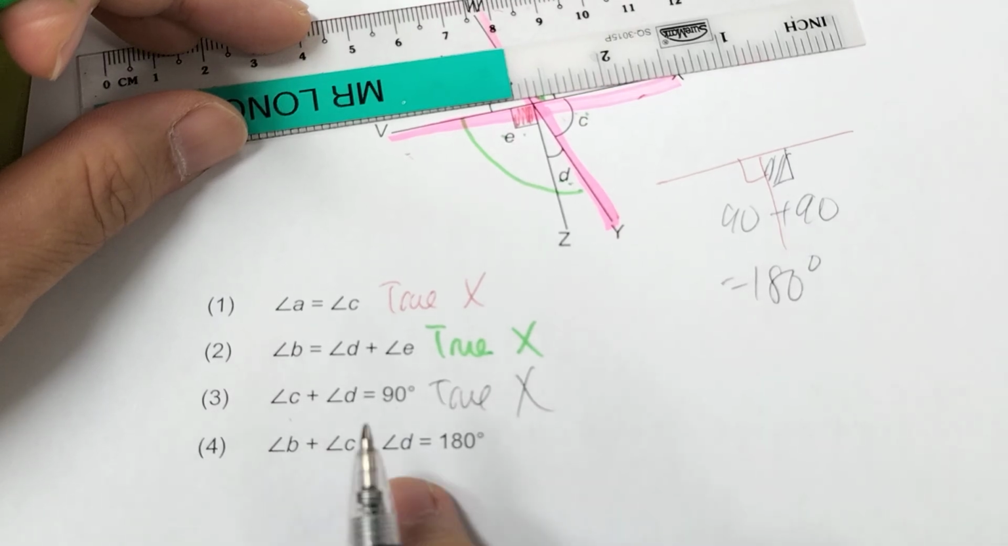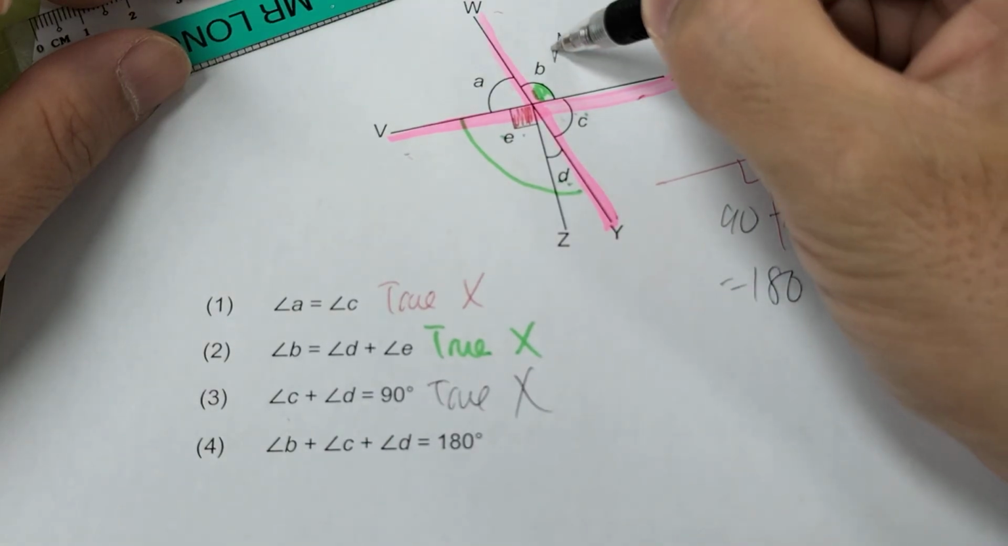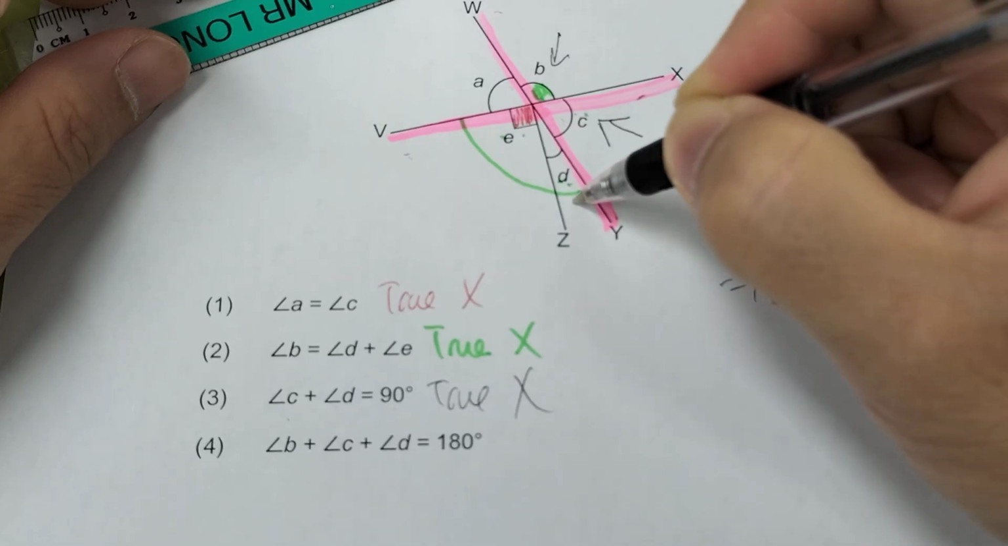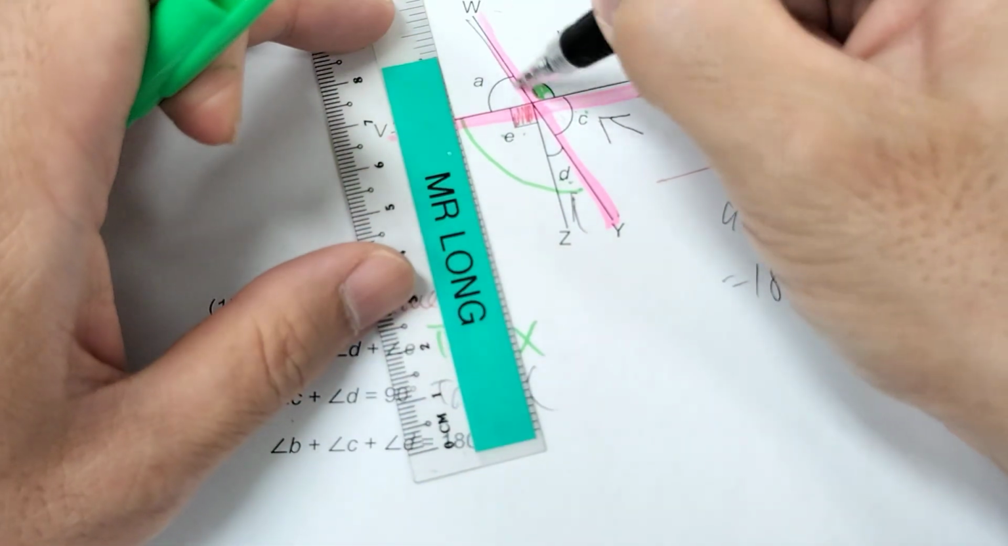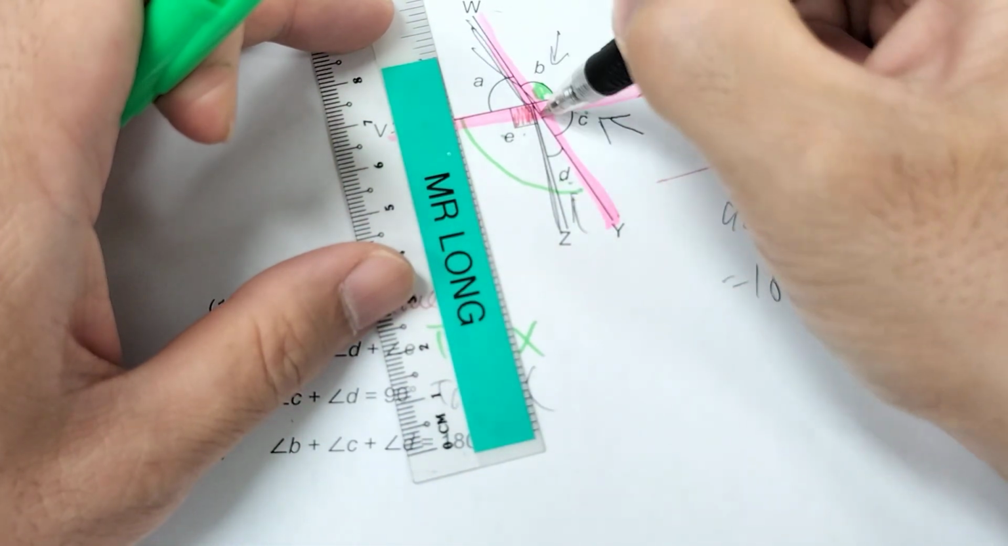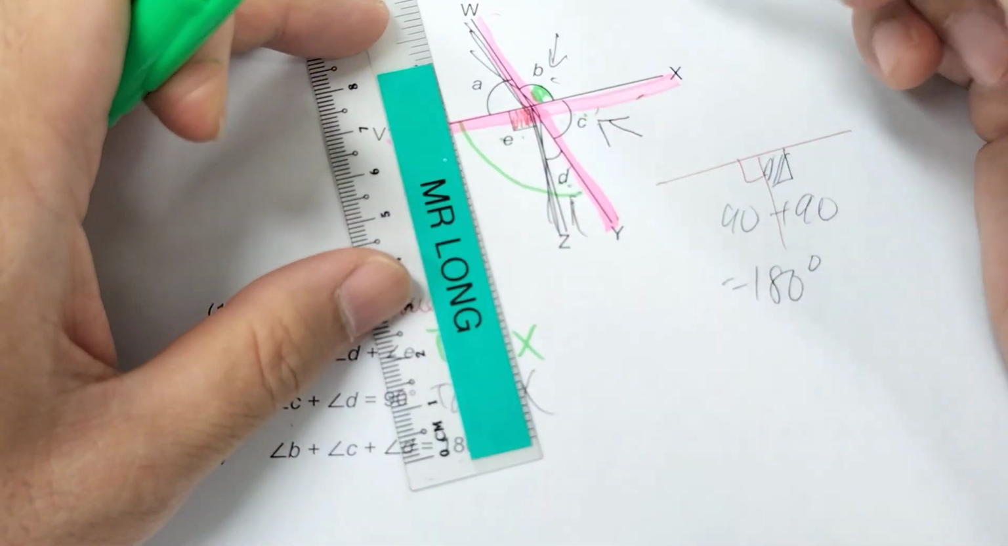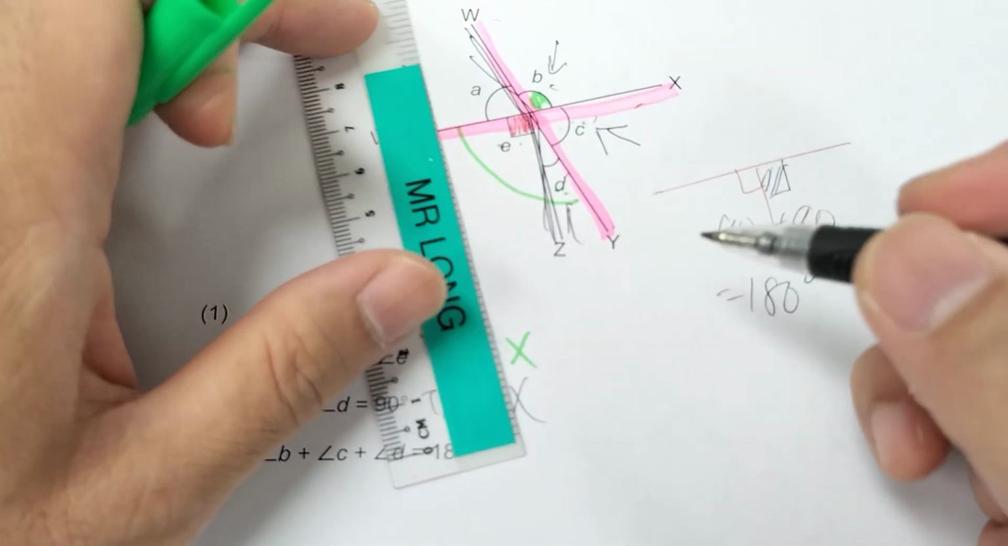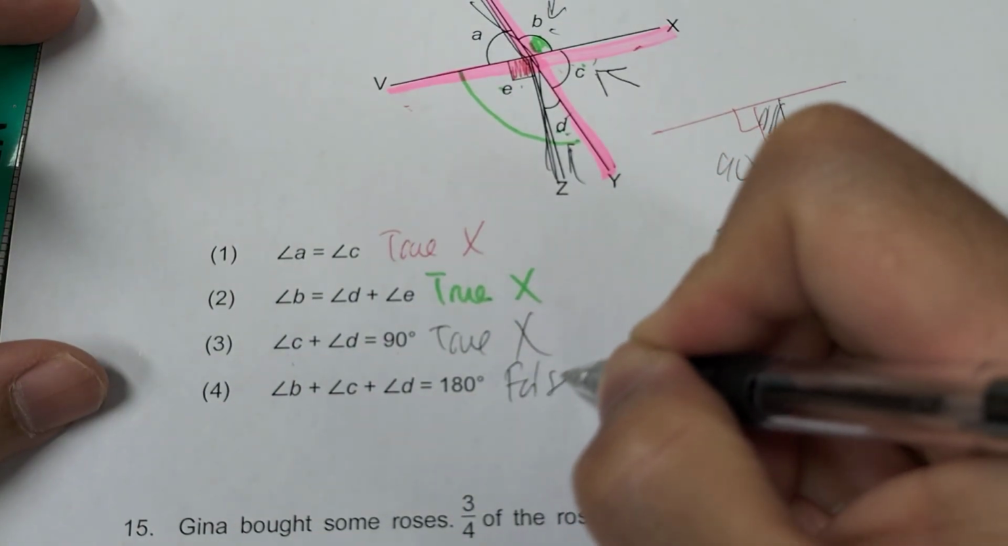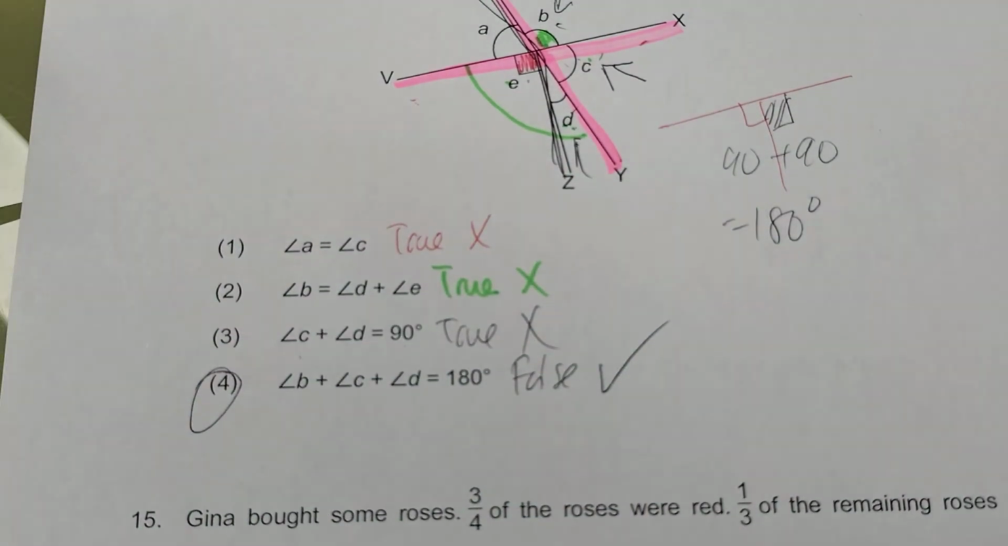Angle B plus C plus D is 180. Let's check. B plus C plus D. C is not a straight line. It's a crooked line. So if you add these 3, it's actually going to be larger than 180. So this is false, and that is our answer.